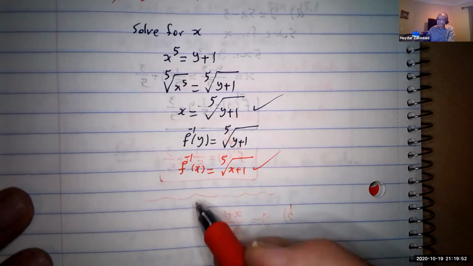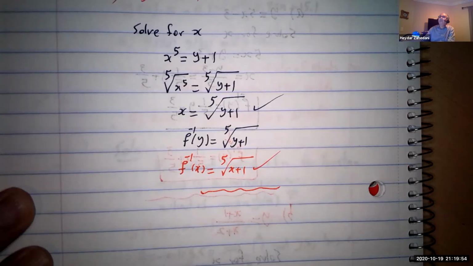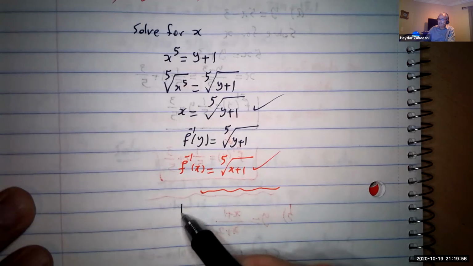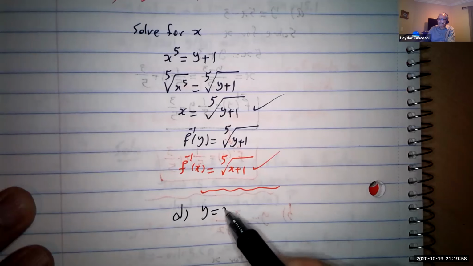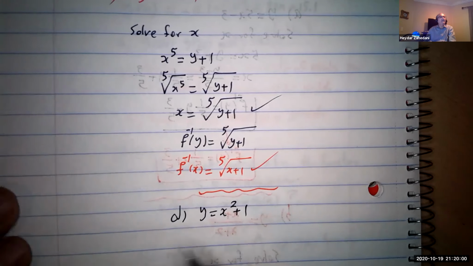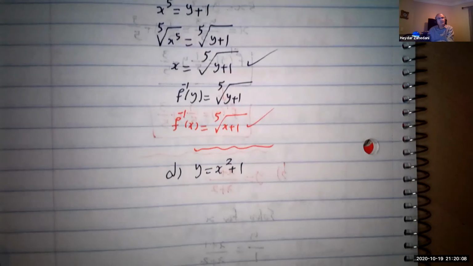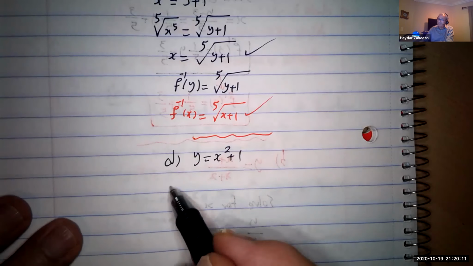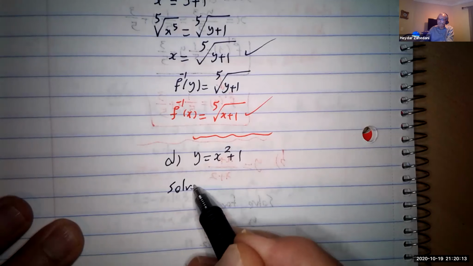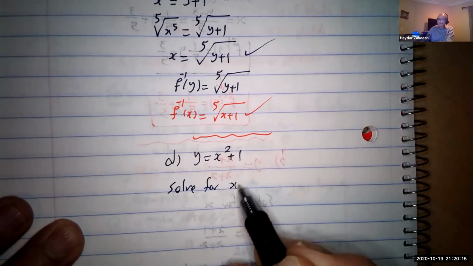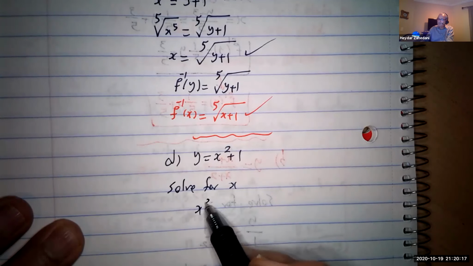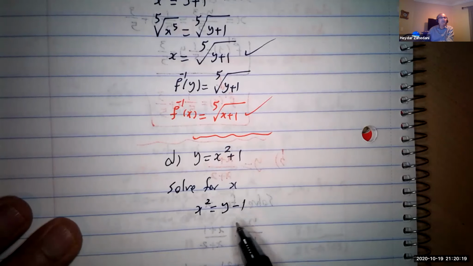The red flag is when we get even power. y equal to x squared plus 1. x squared, x to the fourth, x to the sixth. We're in trouble. So what is the trouble? We solve for x. You know that it's going to be x squared equal to y minus 1.